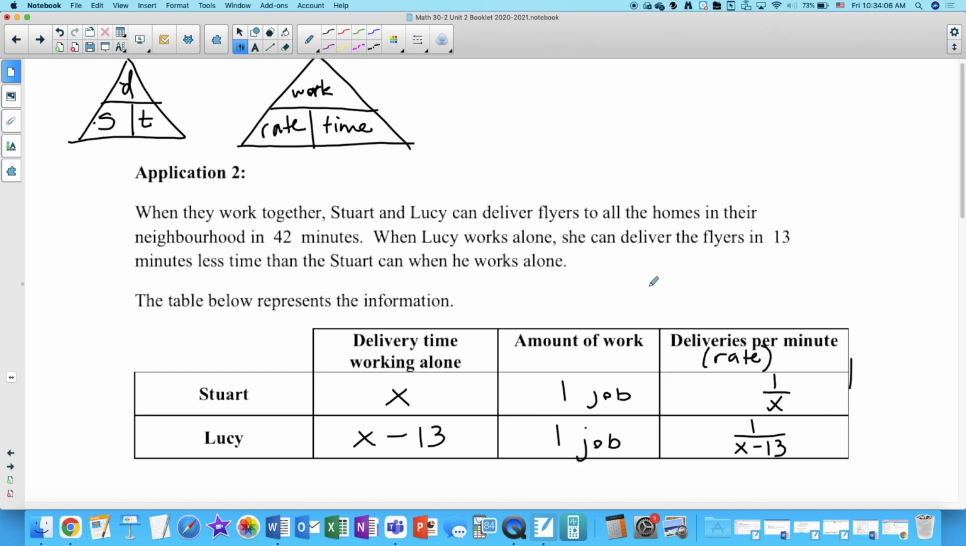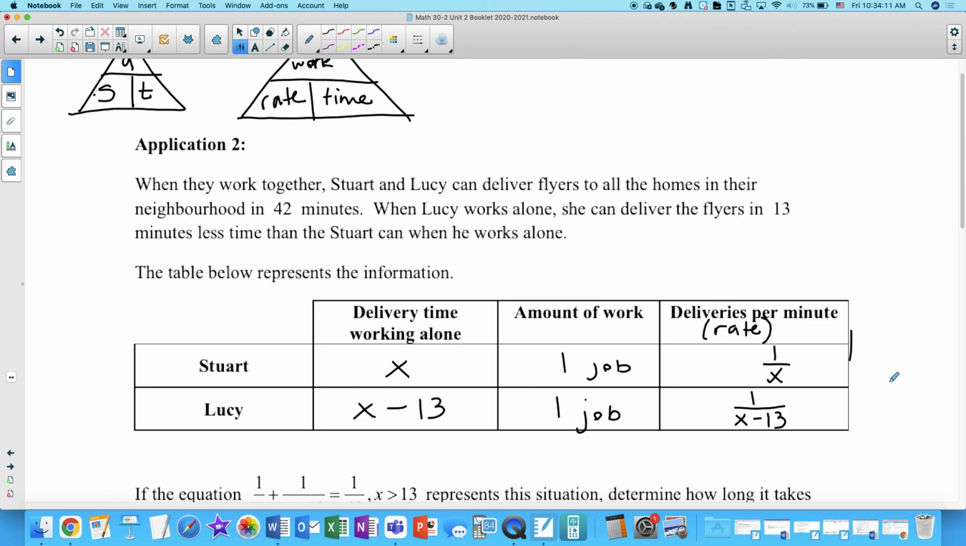Okay? Once you get this chart, you need to say, okay, there's got to be some other information in the question that I haven't used yet. And you're going to use that information to create an equation. So what is the piece that we have not incorporated into the table yet? 42. Yeah. When they work together, their combined rate of working is going to be equal to the sum of their two rates. That should equal 1 job per 42 minutes.